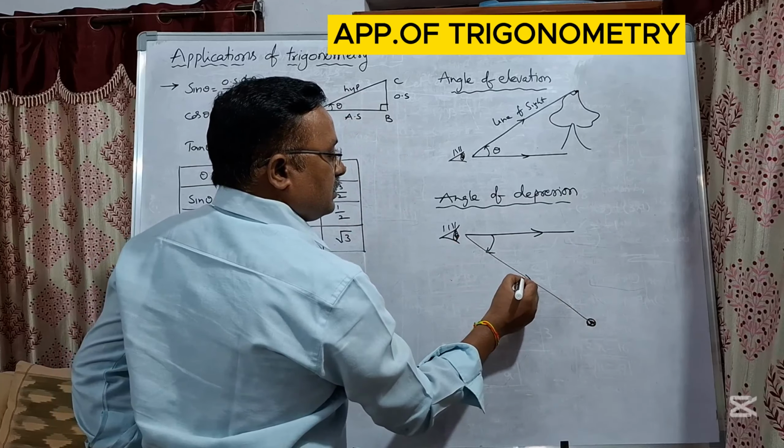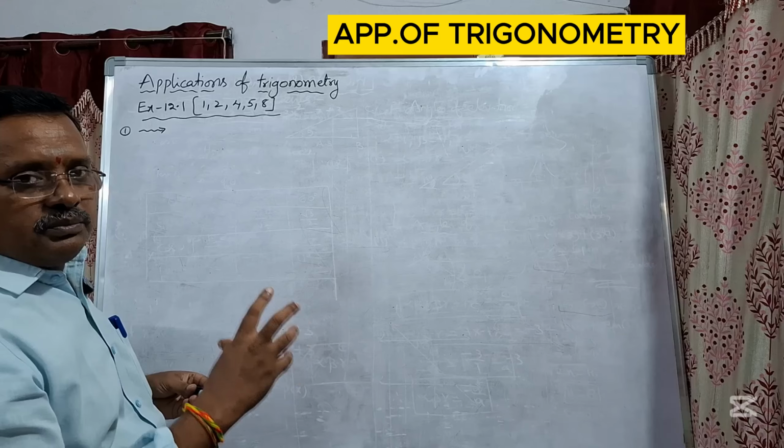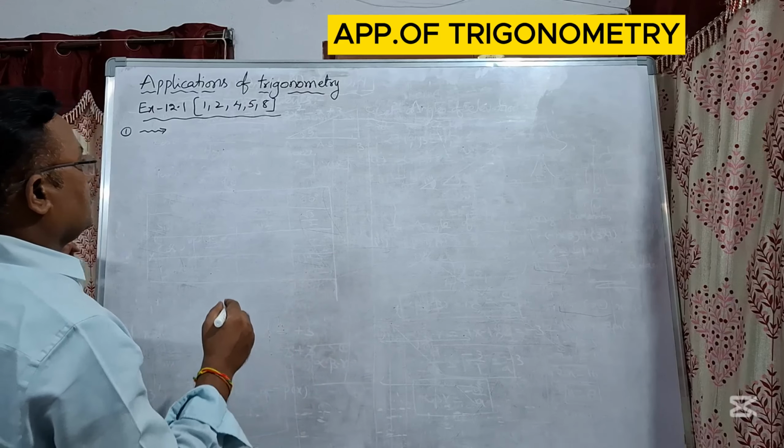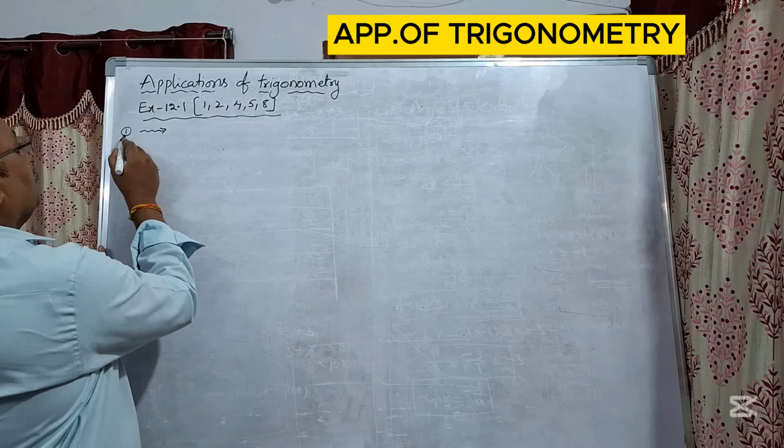Understood? Right. After taking that introduction part, we are entering into the first exercise of applications of trigonometry, that is exercise 12.1. In this, the most important problems are 1, 2, 4, 5, 8. Main model problems only we are discussing here without wasting time. Let us discuss them. What is the first problem? Observe that one.